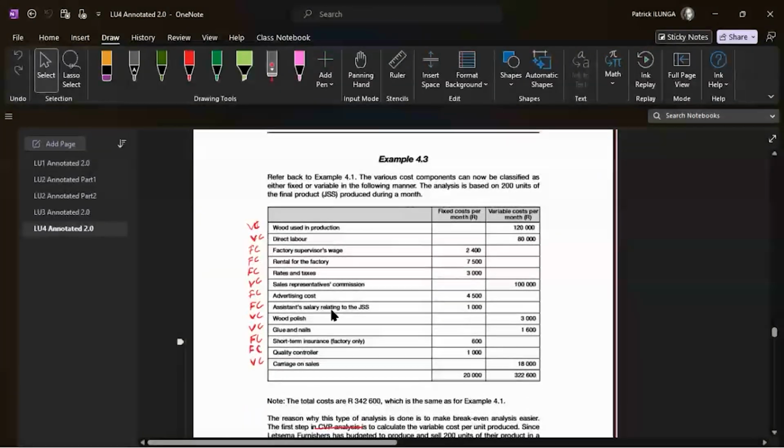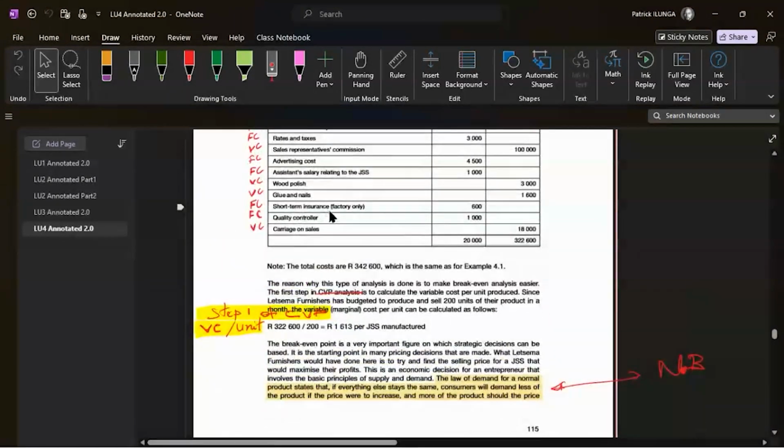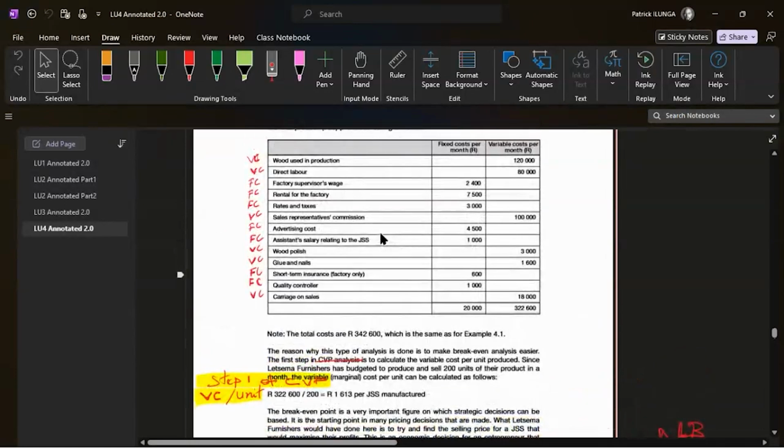The assistant salary relating to this manufacturing, make sure that you understand the question. The assistant salary relating to this project. All right? Short-term insurance, fixed costs. Is this making sense? Guys, remember we did this exercise? Quality controller, fixed cost. You pay him a fixed cost. But what will be your variable cost? Wood. Wood will depend on how many units you're going to produce.